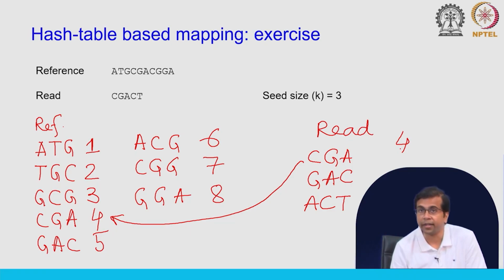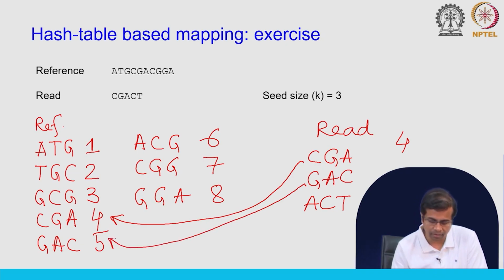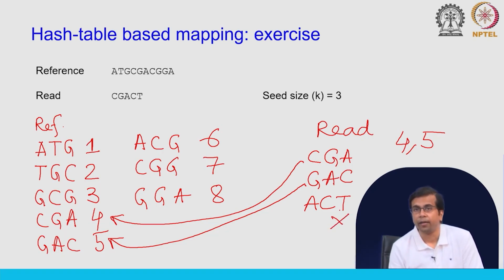What about the next one, which is GCC? It seems GCC is here, with value 5. What about ACT? Can you find ACT anywhere? I do not find ACT in the hash table, so we cannot find this one. Okay. But out of these 3 seeds from the read, we have located 2 of them, and they are located at position 4 and 5 in the reference sequence. So it gives us an idea that probably the read will start from position 4 or so.